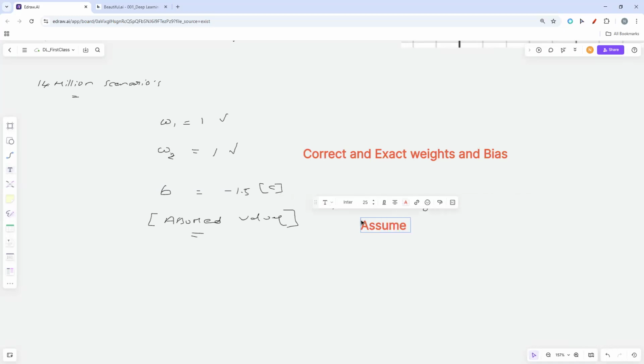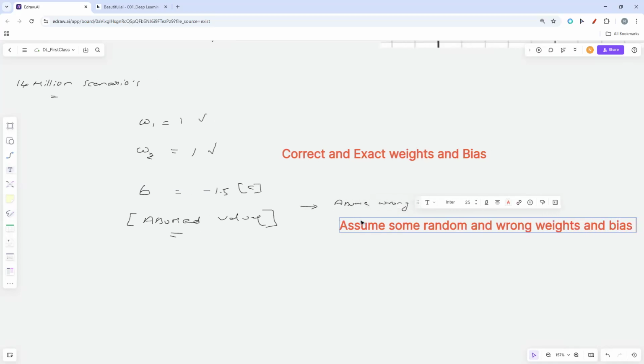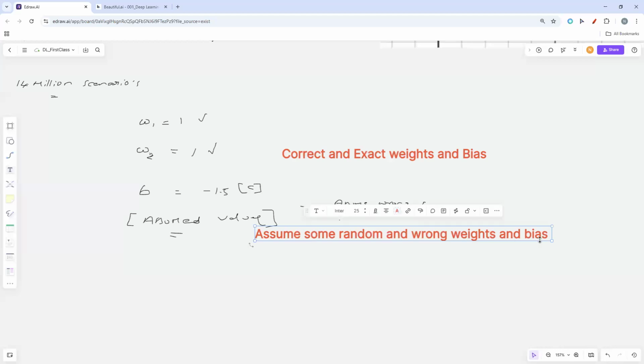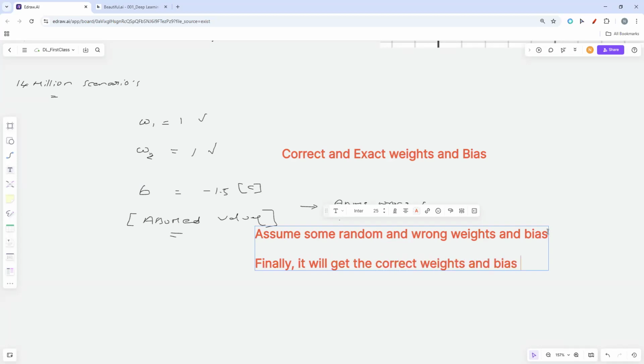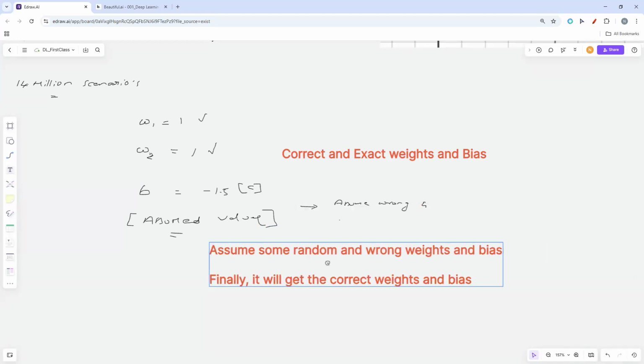I'll write it over here. Assume some random and wrong weights and bias. At first it will be doing this, and it will calculate the loss, and finally it will get the correct weights and bias. So this is nothing but how a model training will look like.